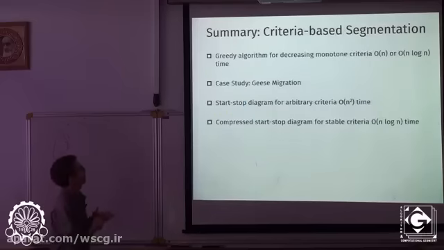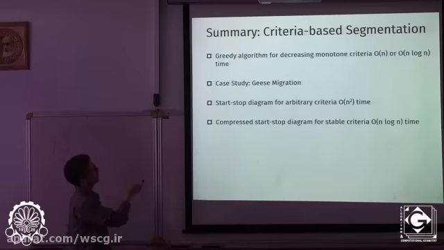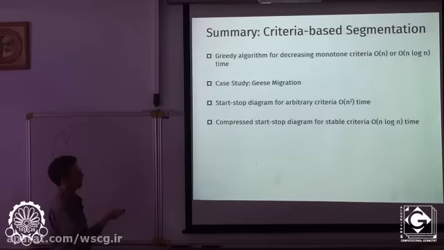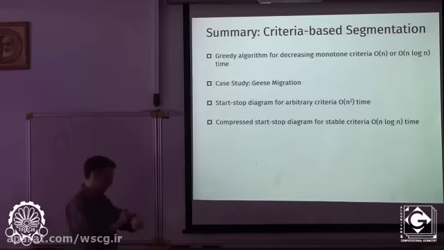Okay, to sum up the criteria-based segmentation, I showed you a greedy algorithm. I showed you this example of goose migration. The start-stop diagrams as such give you quadratic time, but for a large set of criteria, and I would argue many criteria fall under this condition, we can actually have algorithms that run in order n log n time.